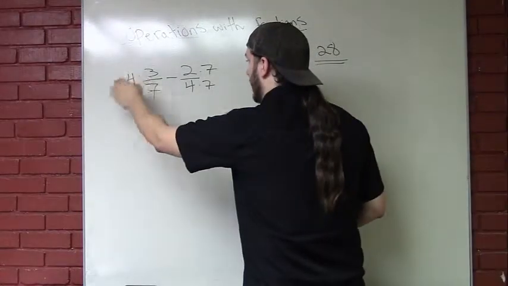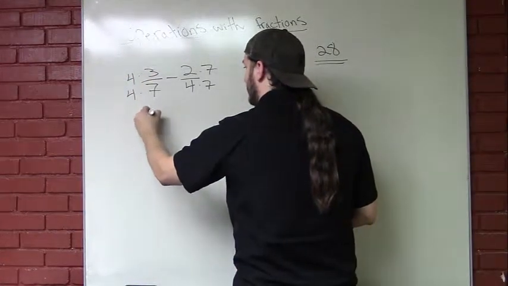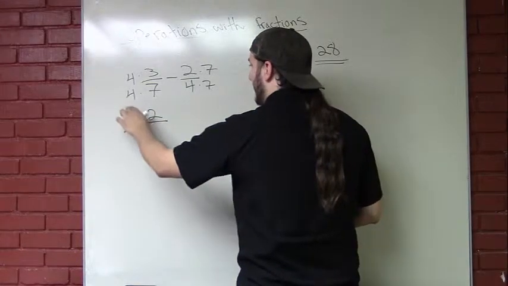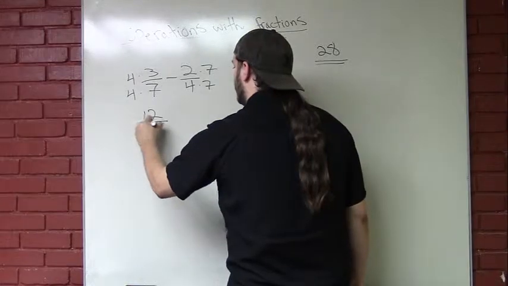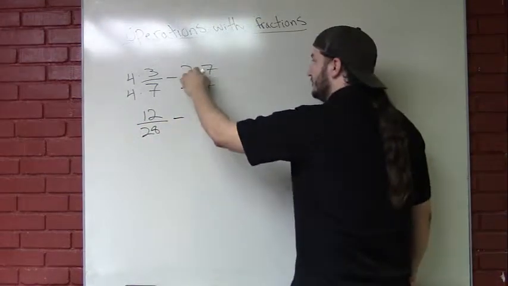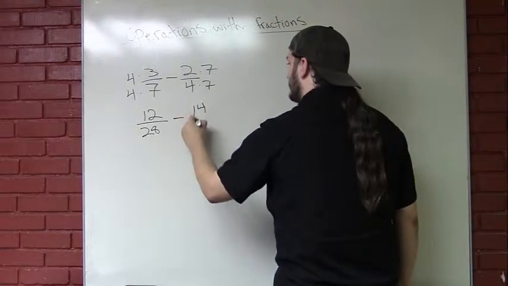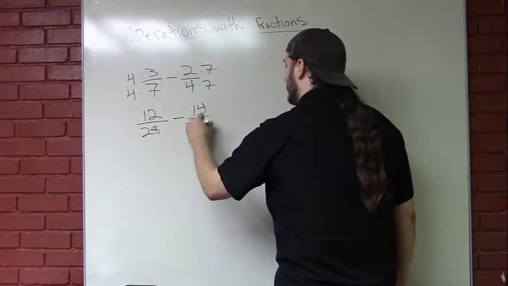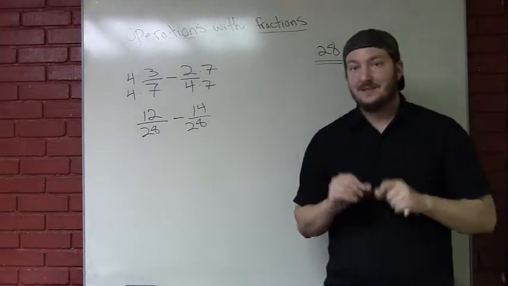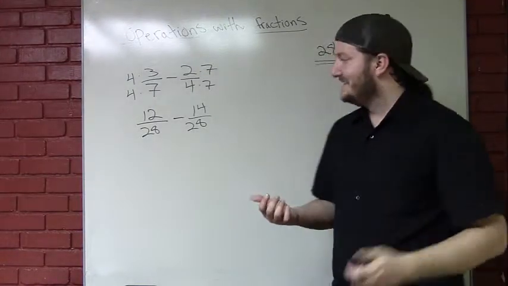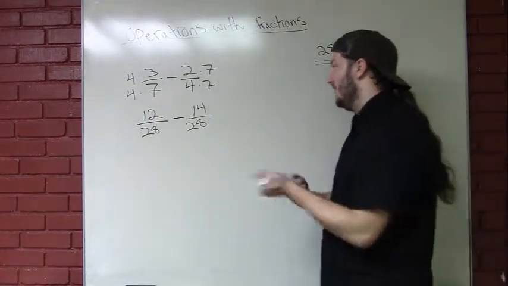So you just start doing the algebra here. So 4 times 3 is 12, divided by 4 times 7, which we know has to be 28, minus 2 times 7 is 14, divided by 28. Boom! The bottoms now match. Magic, right? That's what we wanted. Now you can just subtract them right over.